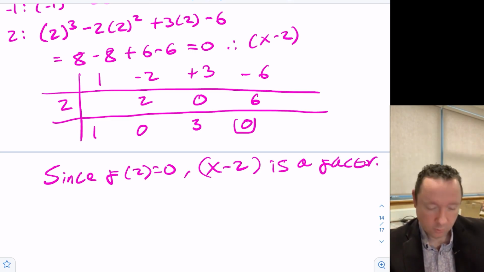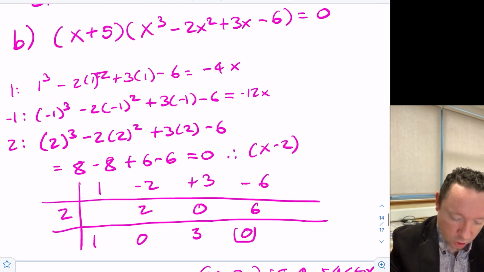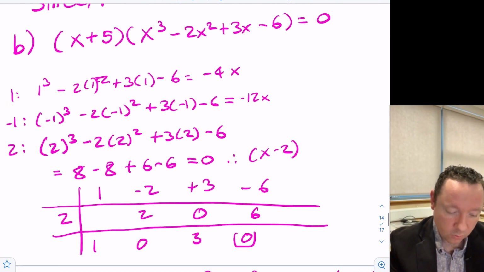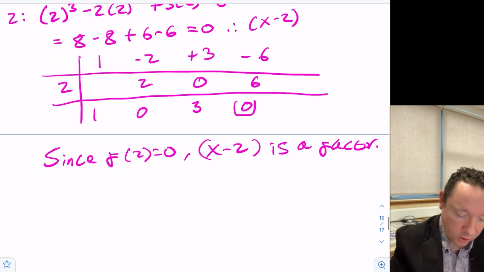Or since the remainder is 0. At this stage, you don't have to show that it's a factor, so you don't really need the statement, but just to be on the safe side. So we've got x plus 3 still, x plus 5 still, sorry, and then x minus 2.